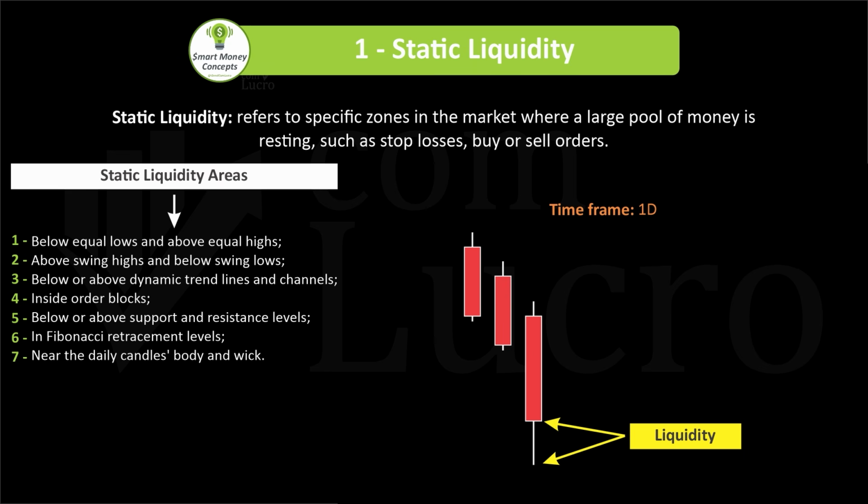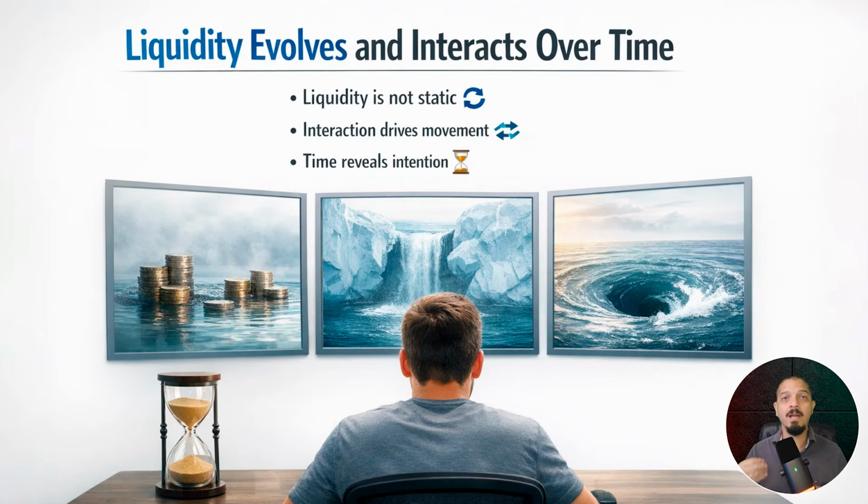Some liquidity areas are especially important because they are widely recognized by traders, which causes stop losses and pending orders to cluster around them, increasing the likelihood that price will move toward these levels to absorb liquidity. However, identifying where liquidity rests is only part of the equation. To truly understand how price moves, we must also understand how liquidity interacts and evolves over time.